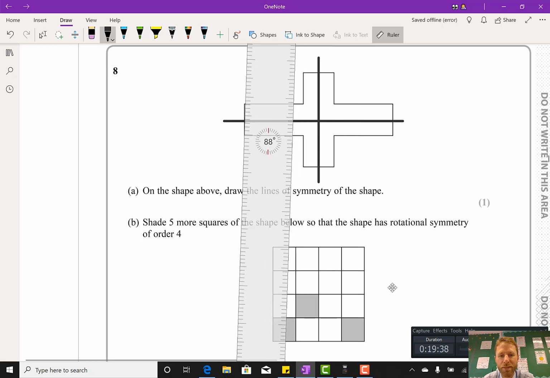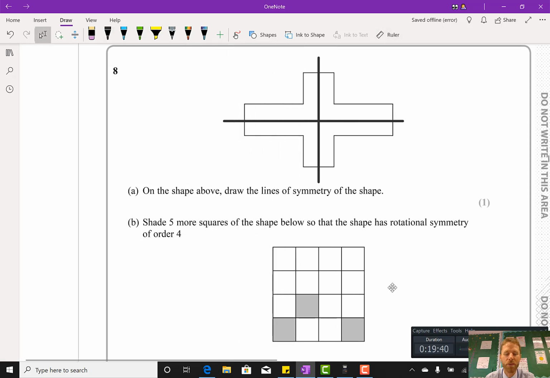Okay, so there's the 2 lines of symmetry. I'm only going to get 1 mark if I get both of those lines of symmetry. So 1 line will not cut it.